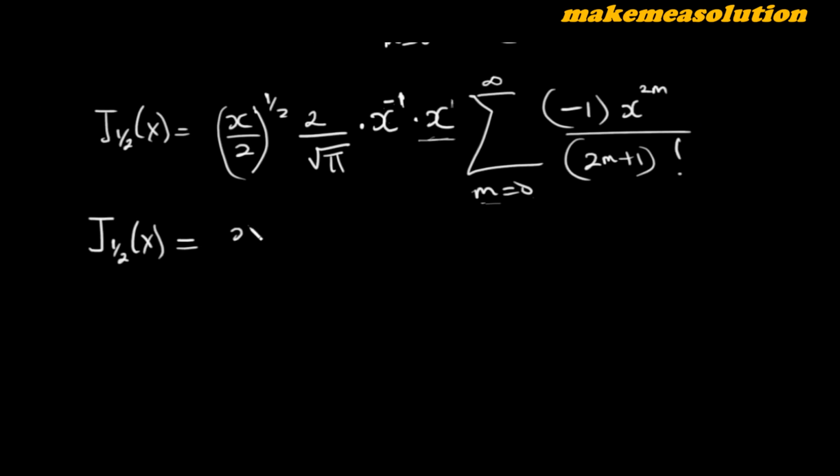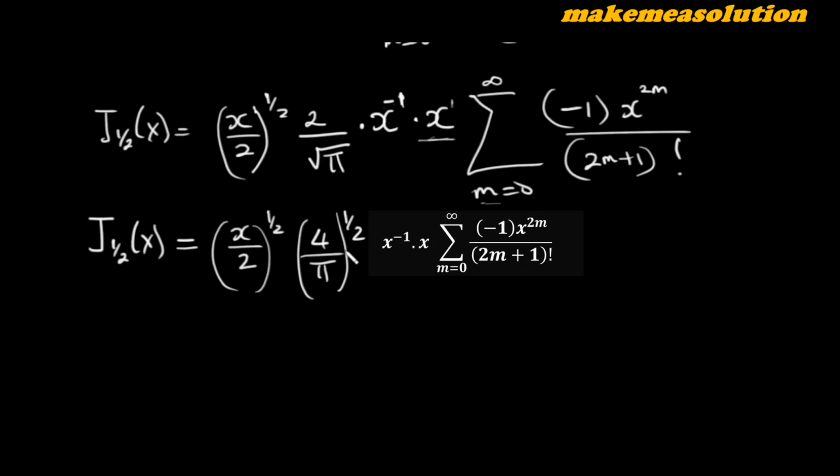I have x over 2 all raised to the power of 1 over 2. I can change this one to 4 over pi raised to the power of 1 over 2, and you'll discover that it's still the same thing. The reason is when you have 2 over root pi, it's still the same thing as the square root of 4 over the square root of pi, which is root of 4 over pi. So this is the concept of me translating this to this. And 4 over pi in the square root symbol is still 4 over pi raised to the power of 1 over 2. Is that okay?